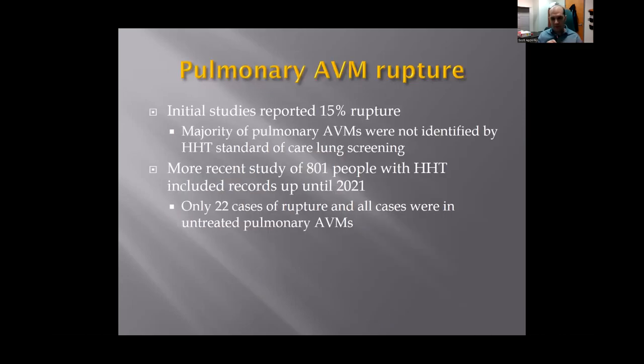Some of the initial reports would suggest the rates of rupture are high, although in those reports, only 29% of the AVMs were detected by usual screening. So many individuals did not necessarily have screening that detected those pulmonary AVMs, but other reasons. And then other studies looking a little bit at more recent records have found a lower risk of rupture, with a study of over 800 people with HHT, only 22 cases of rupture, and all were in untreated pulmonary AVM.